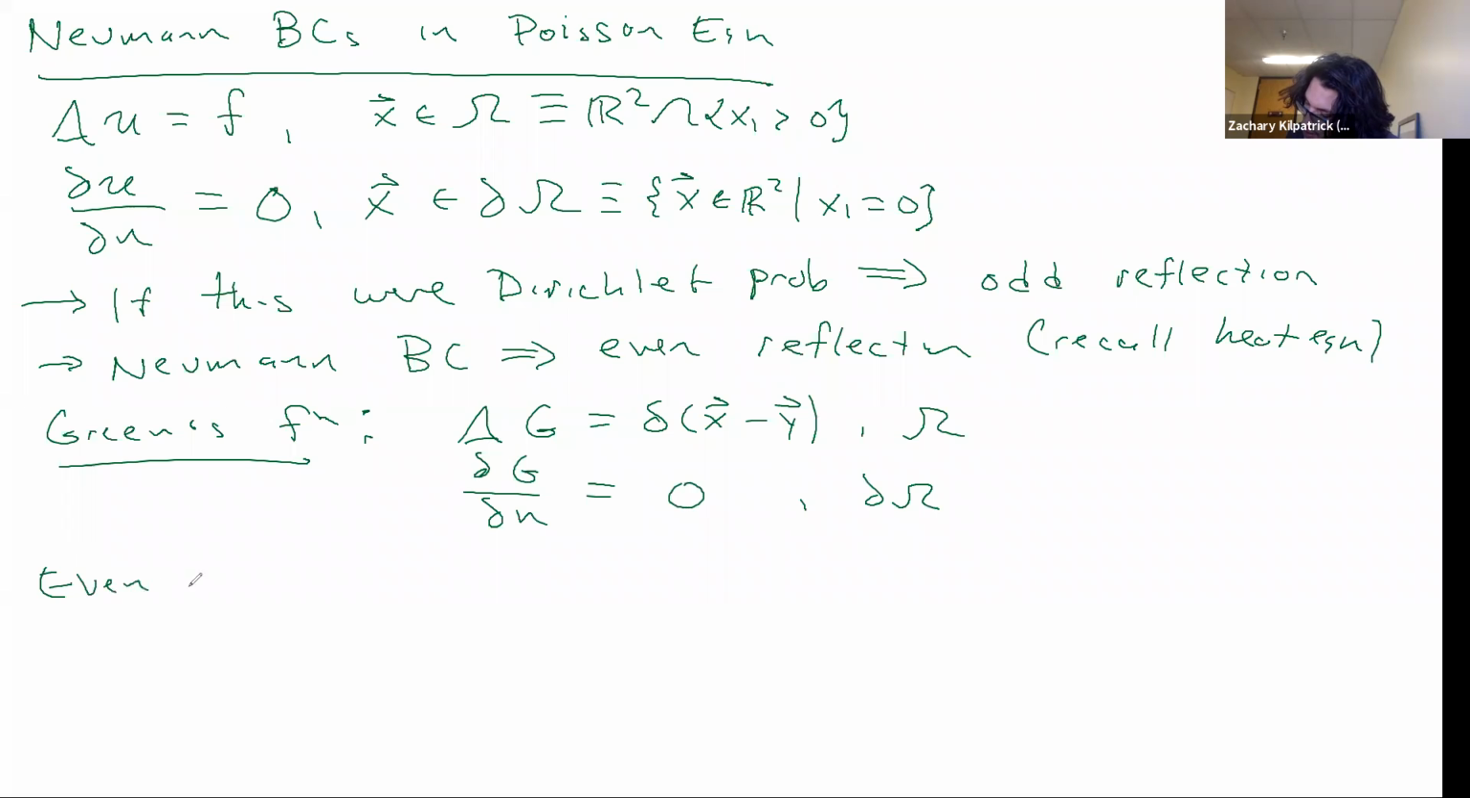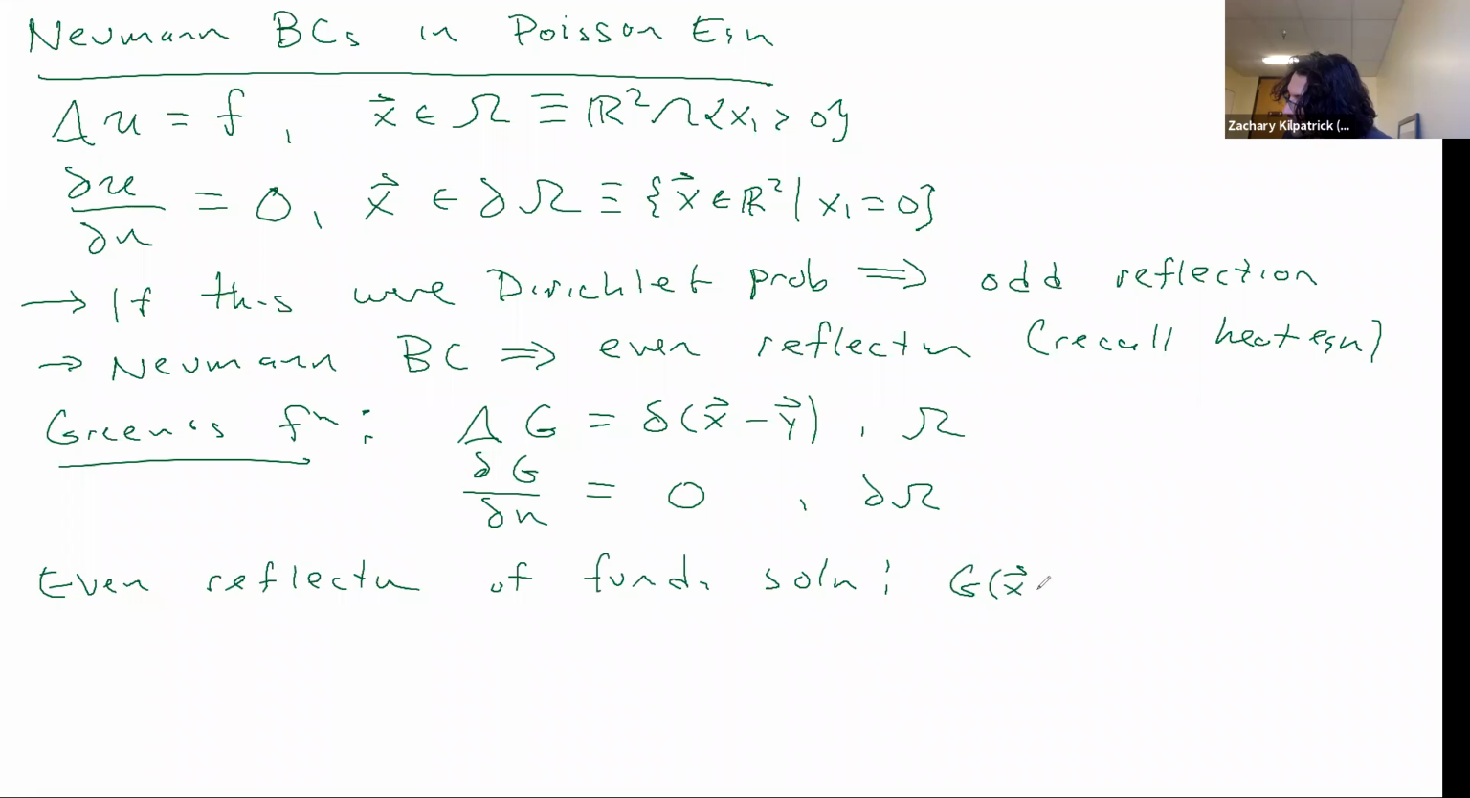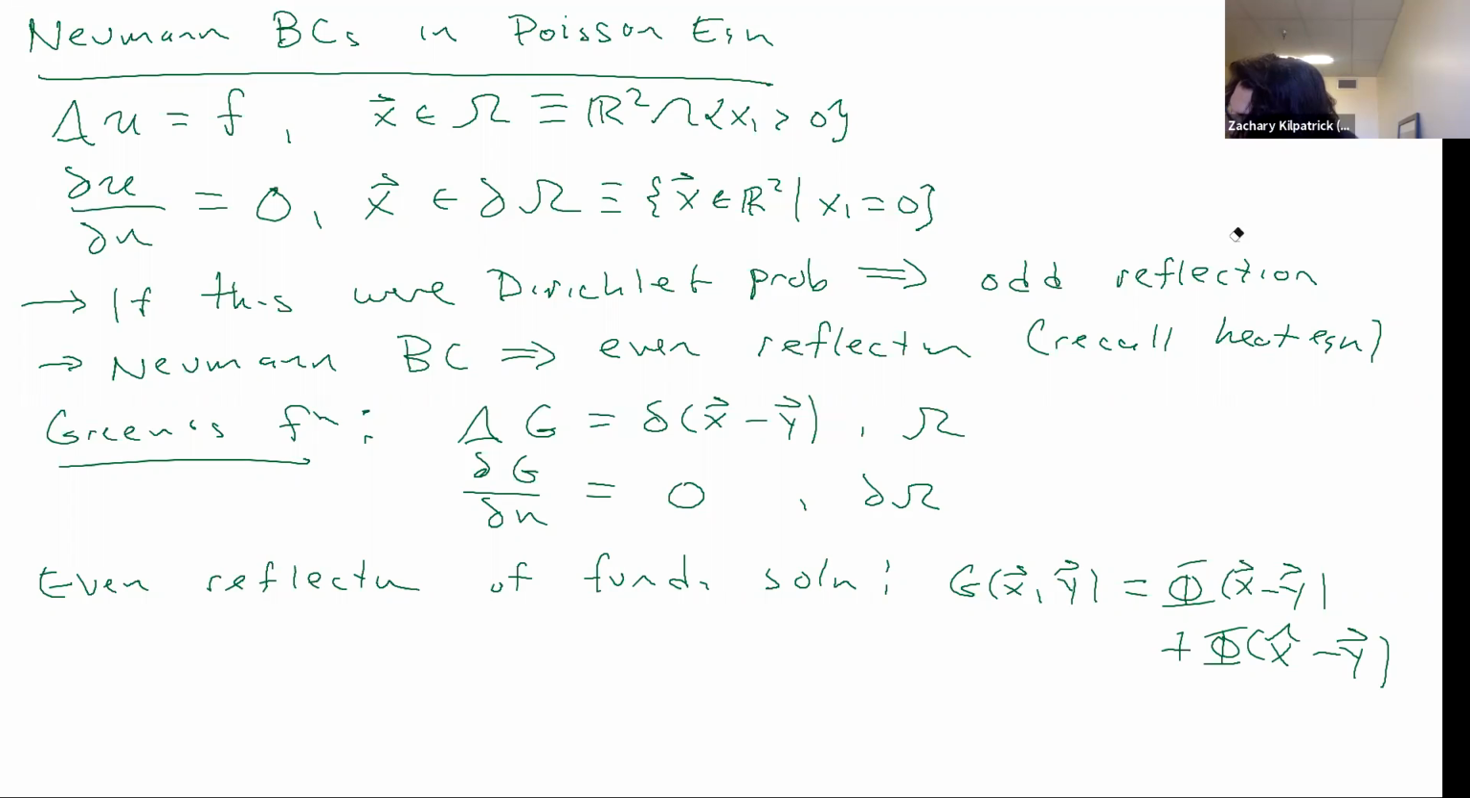The even reflection of the fundamental solution in this case is going to be what? Well, it's going to be G(x,y) is equal to phi of x minus y plus phi of something I'll call x hat minus y, where x hat, I really don't like where I've written this. I'm going to rewrite this.